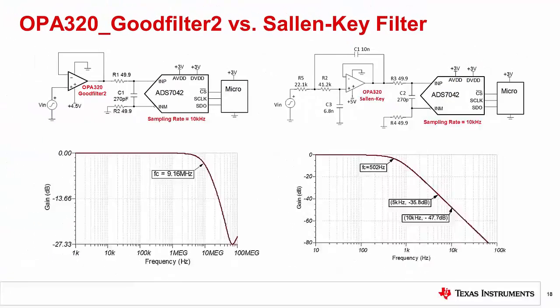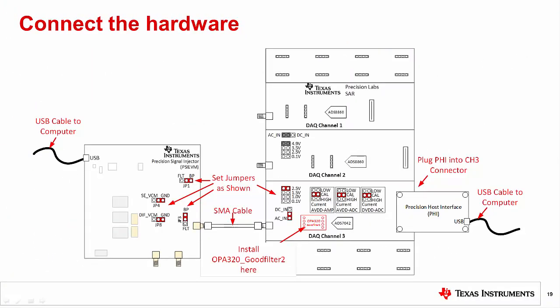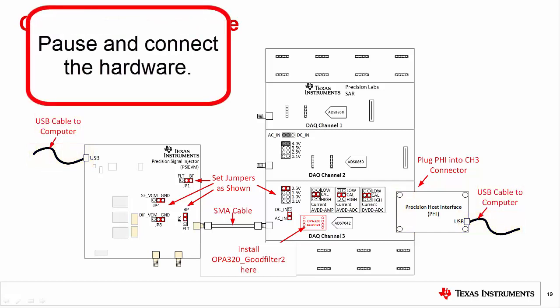Let's get started. For this experiment, we will be using channel 3 on the Precision Labs hardware. First, set the jumpers as shown here. Next, install the OPA 320 Good Filter 2 coupon card into the channel 3 socket. This is the amplifier that will not have an anti-aliasing filter. Connect the PSI to the PLabs board using the SMA cable, and connect the PHI to the PLabs channel 3 connector. Finally, connect the USB cables to the computer. Pause and connect the hardware.